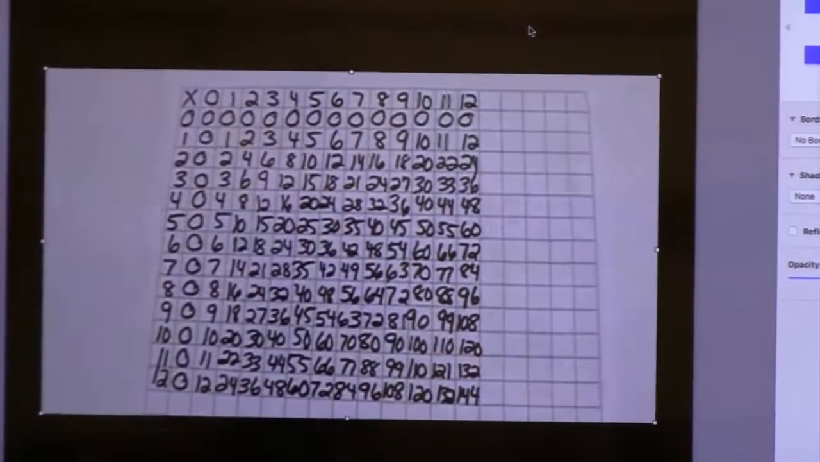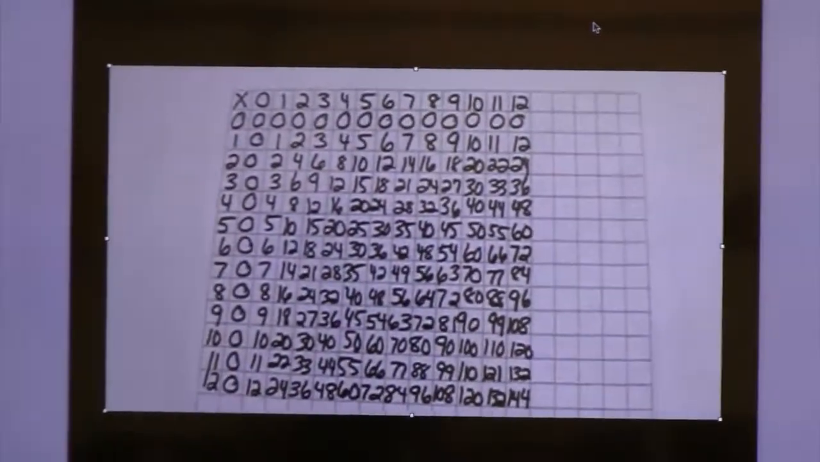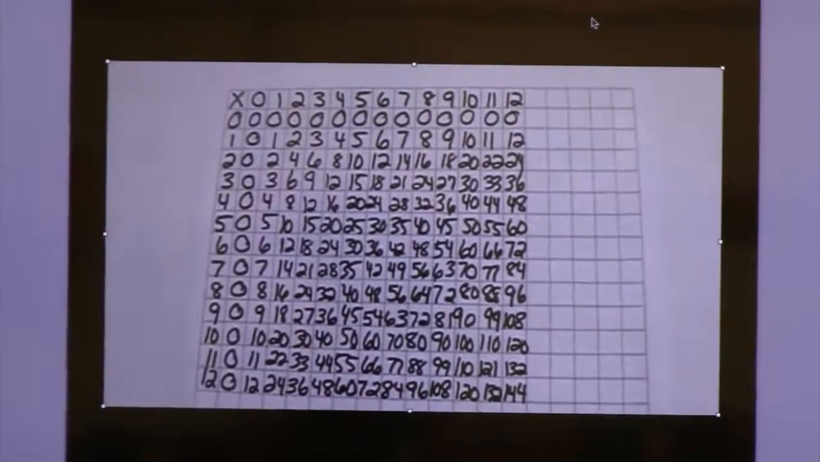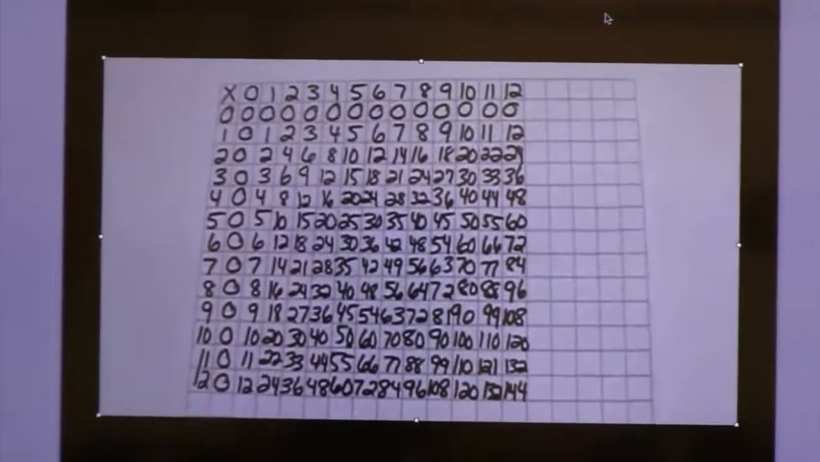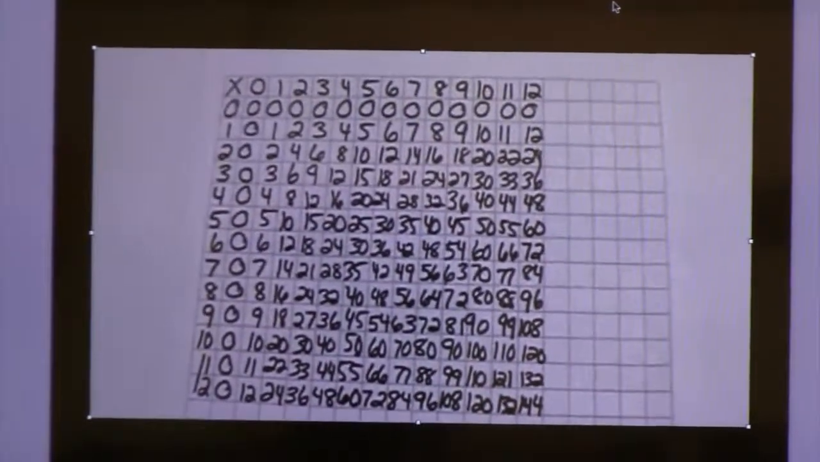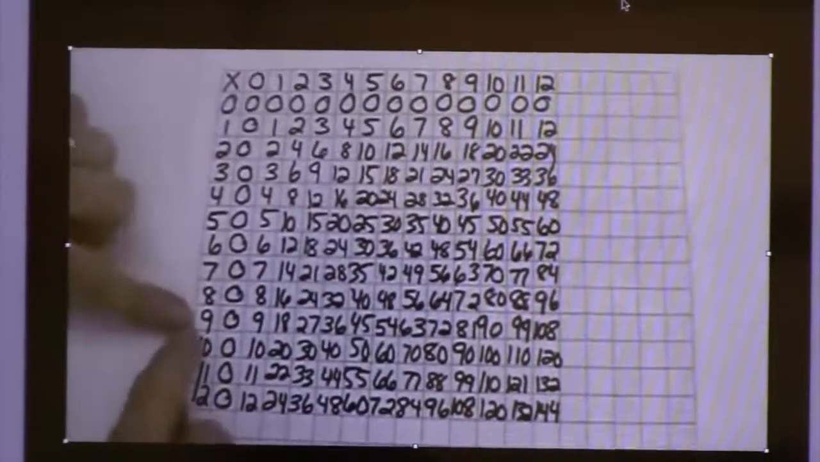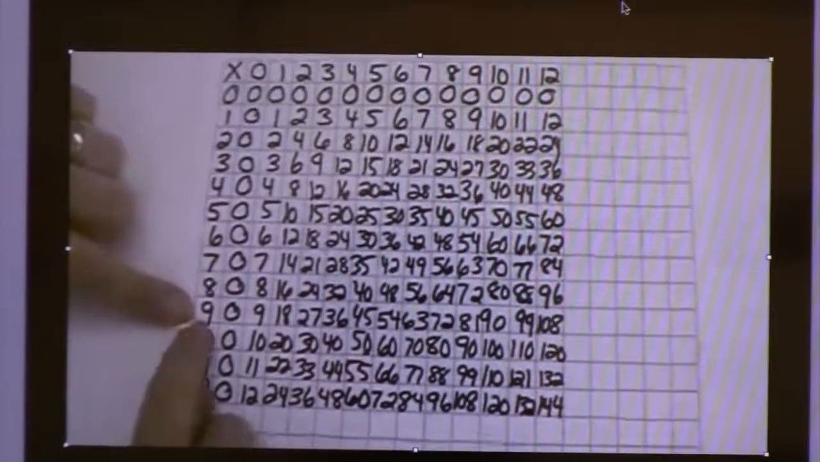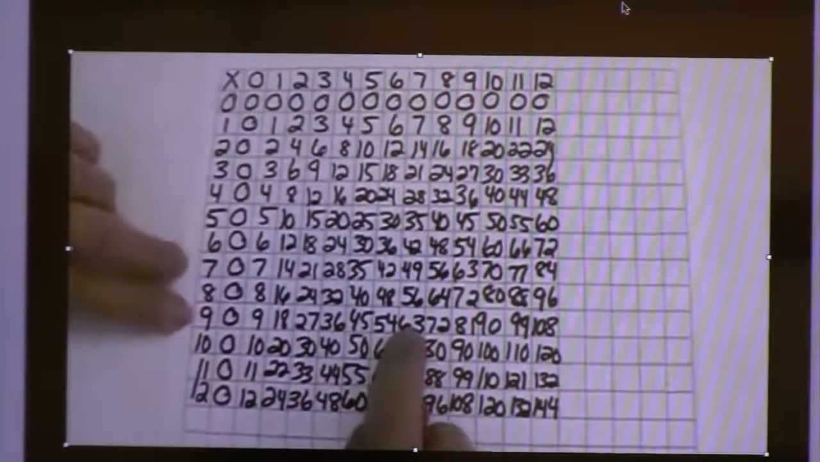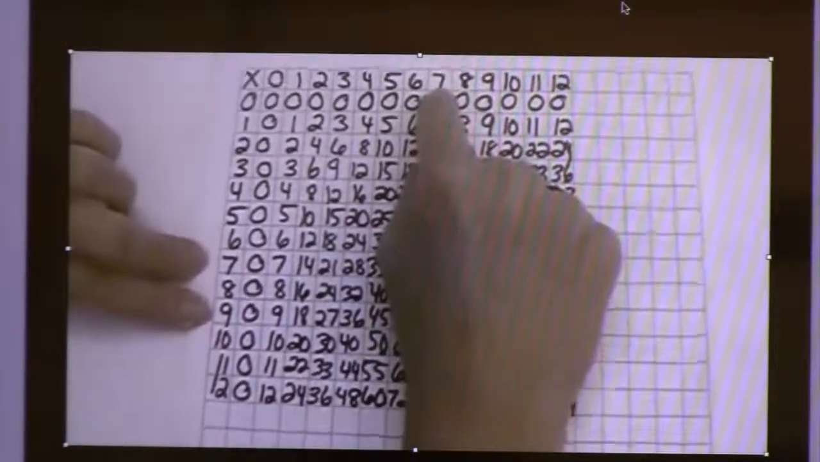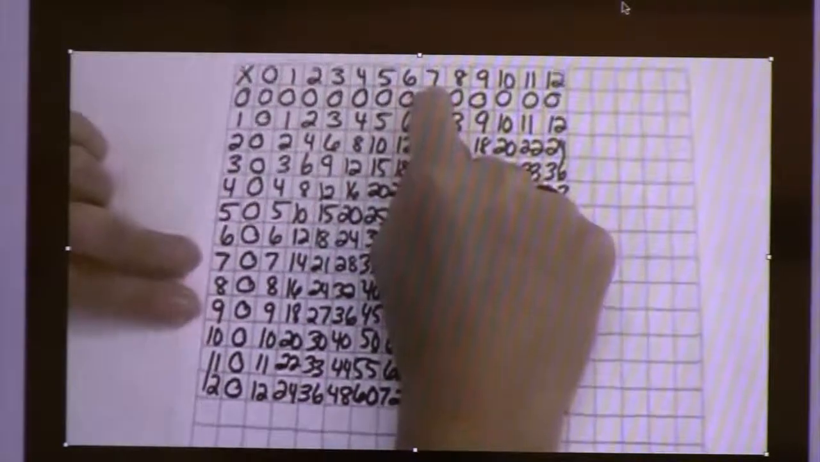If we want to divide on the grid, let's say we have a story problem that says something like, I have 63 pages in my book, and there are 9 chapters in my book. How many pages are in each chapter? We would go to 9 because there are 9 chapters in the book. We would go over to 63, and we would come out at 7. That gives us our correct answer.